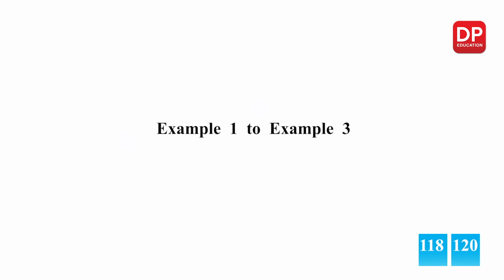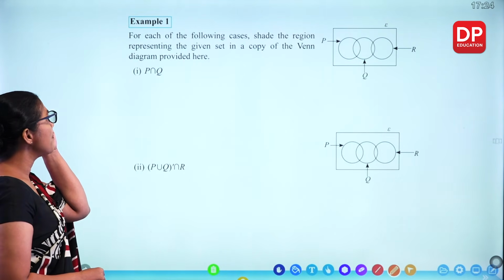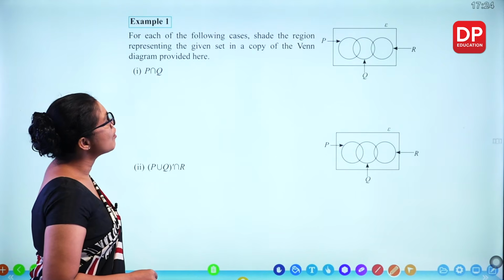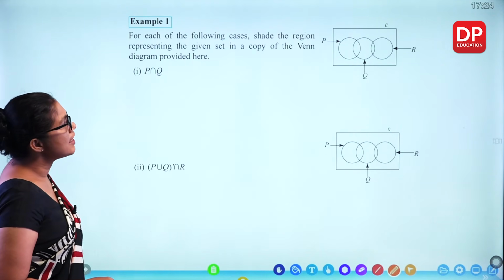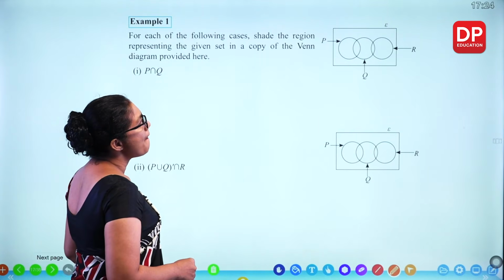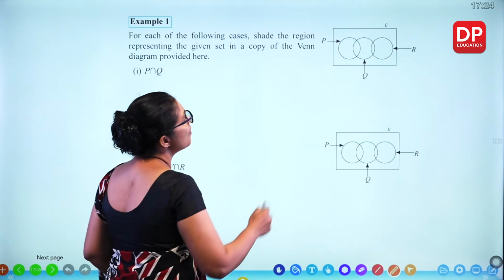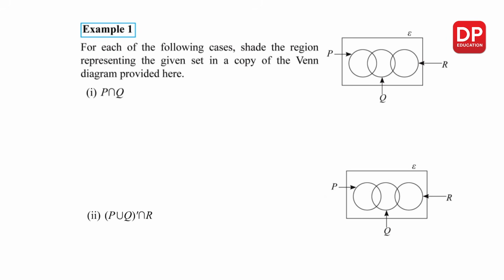Example 1 in your textbook. For each of the following cases, shade the region representing the given set in a copy of the Venn diagram provided here. P intersection Q. P intersection Q is the common region for P and Q. P here, Q here. What's the common region? I can color this part.